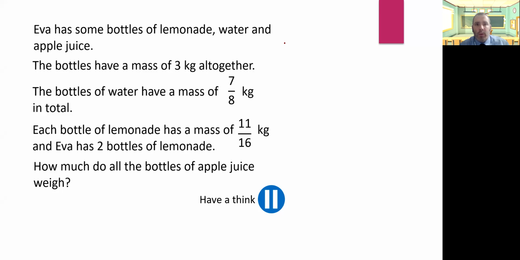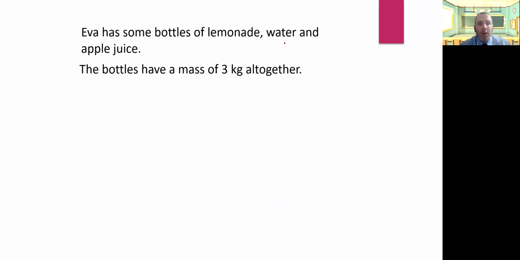Okay, let's have a work through the working out together. So we have lemonade, water, and apple juice. We know the total mass of all the bottles together is 3 kilograms. So I have lemonade, I have water, I have apple juice. And I know my total is going to be 3 kilograms.